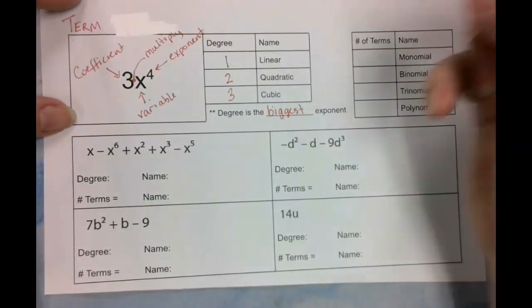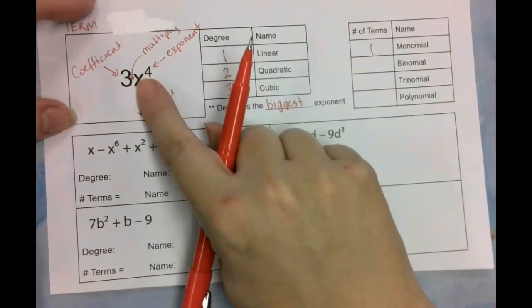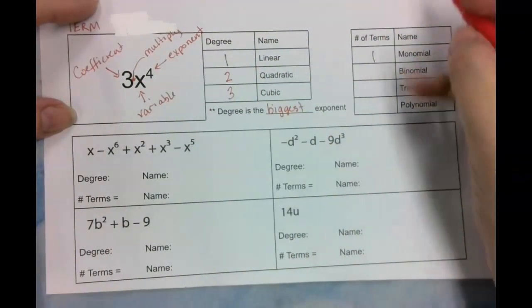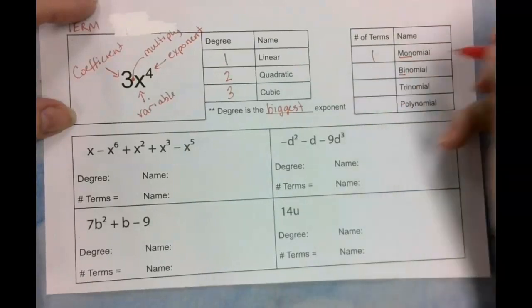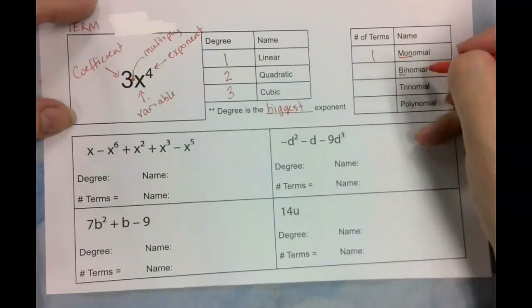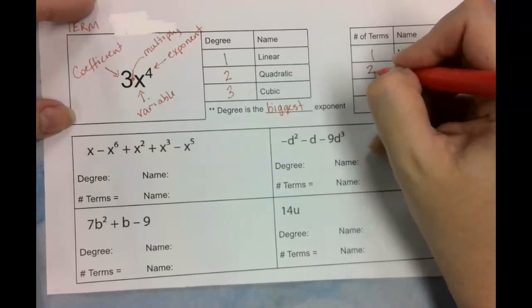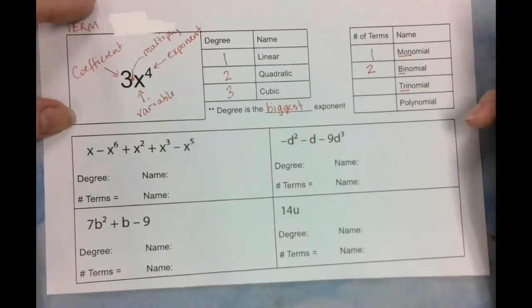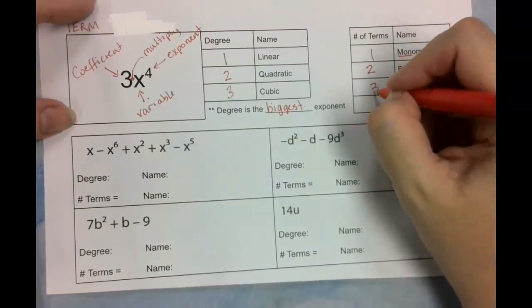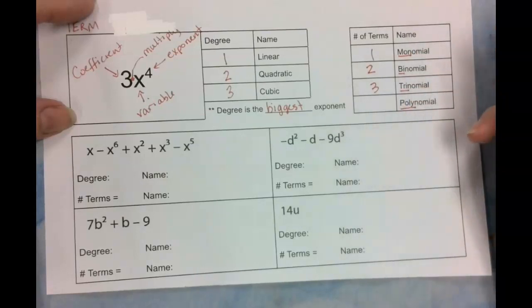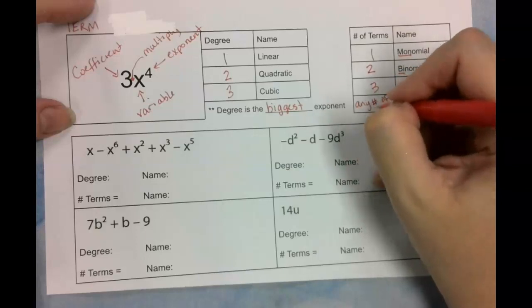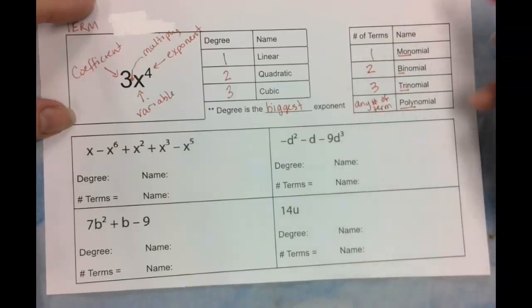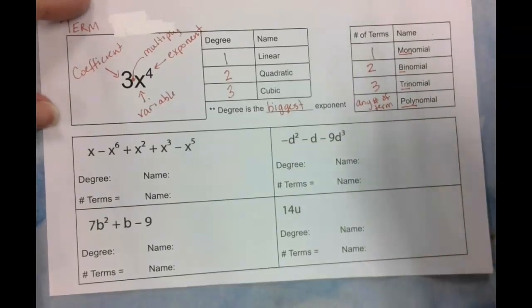If there is one term, like this one, that's a monomial. Mon meaning 1. Bi, like bicycle, meaning 2, would have 2 terms. Tri, like tricycle, would be 3 terms. And polynomial means any number of terms. That's our big one, that it could include all of these plus any number of terms.